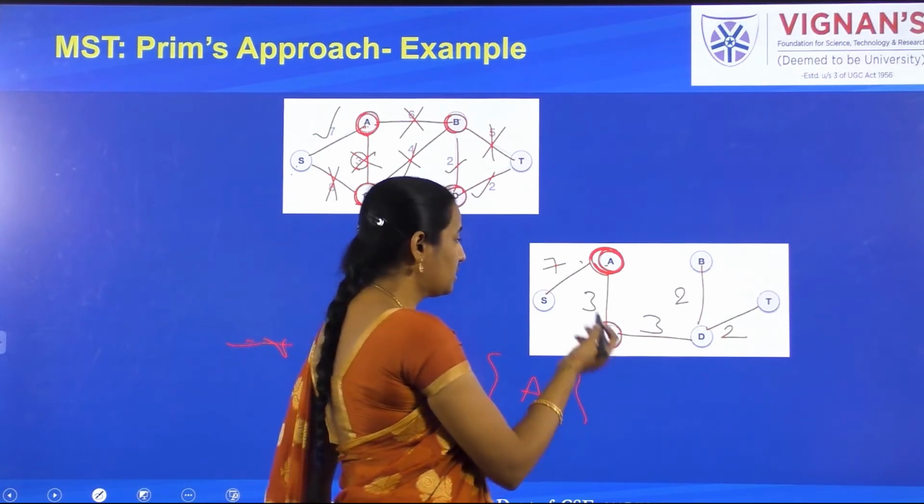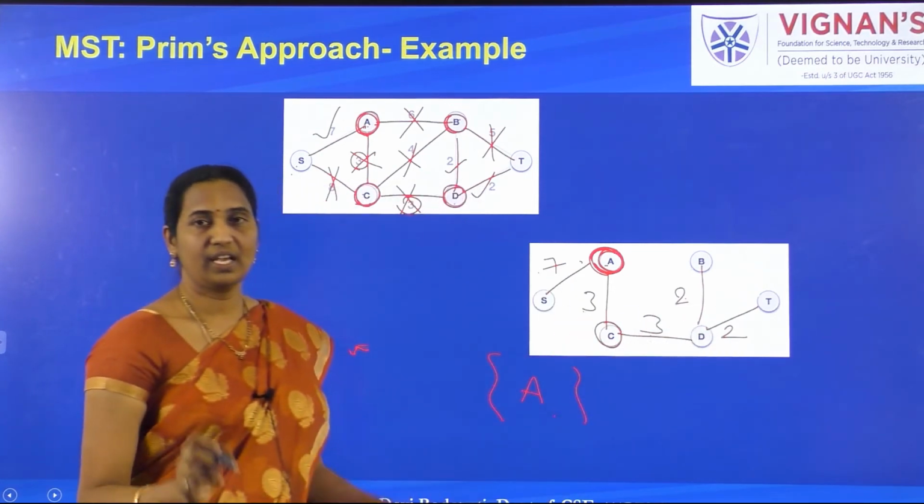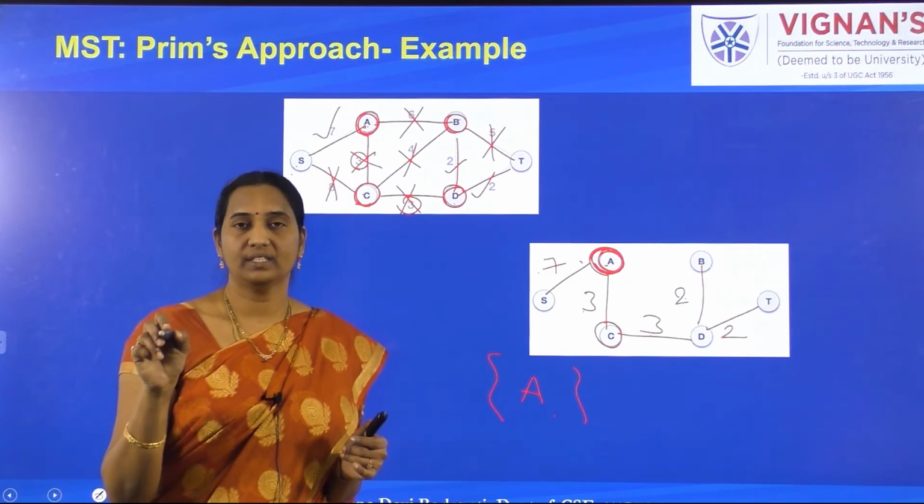The cost of the solution is 7 plus 3, 10, 13, 15, 17. The same cost you will be getting. So the total weight will not be different.